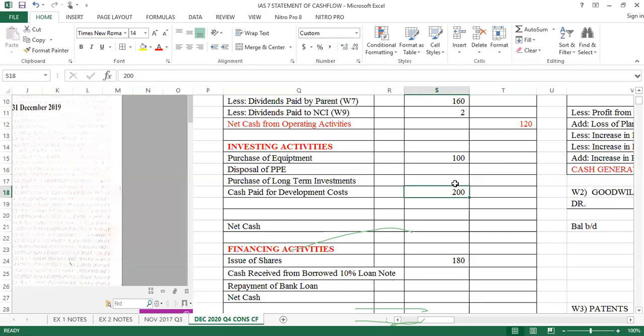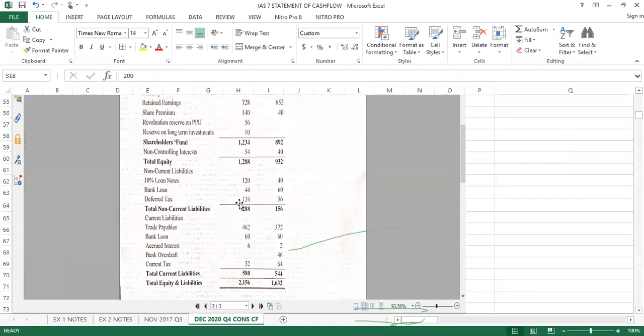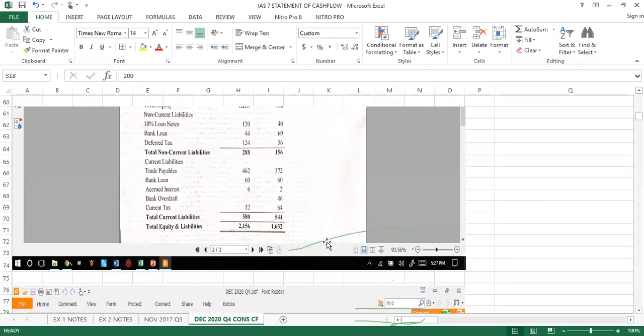Now, maybe before I continue, is there anything that was disposed? I saw some disposal somewhere. I've been reading many questions, so I don't know if it was in this question. The other long-term investments are measured at fair value through other comprehensive income, while short-term investments are measured at fair value through profit. There was no gain or loss on short-term investments during the year, and these investments can be sold at any time.